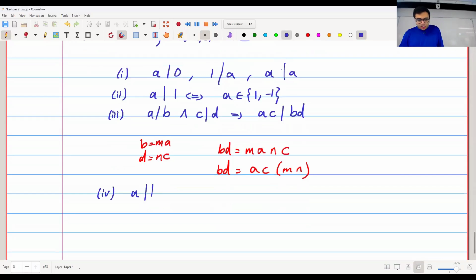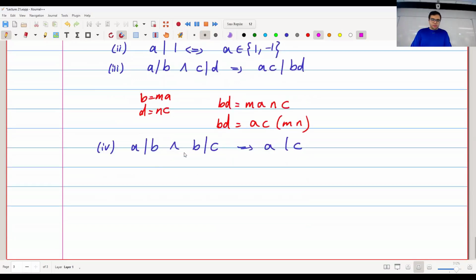And then we have this one. If A divides B and B divides C, then A divides C. This is also pretty easy to prove. Just do the same thing. A divides B, which means that B is something times A. So let's call that M, right? C divides B, so C is something times B. Let's call that N. Okay, so now based on this, I can say that C is NMA, right? So C is something, I don't care what it is, times A. So A is a divisor of C.